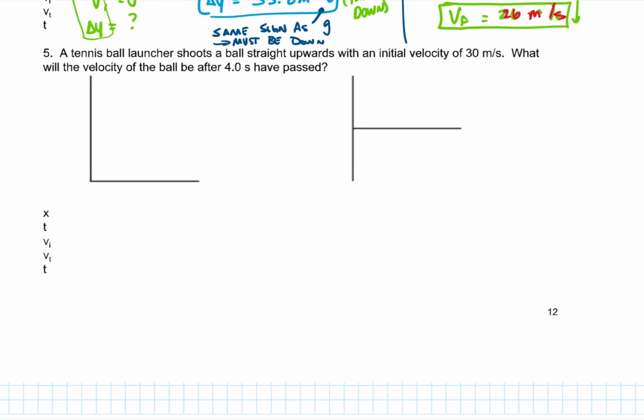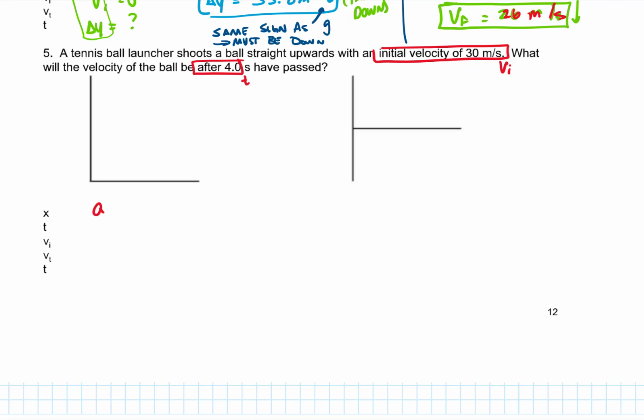Alright, last one here. We have a tennis ball launcher shooting a ball straight up with an initial velocity of 30 meters per second. What will the velocity of the ball be after 4 seconds? So let's go through it. We're going to shoot the ball up with initial velocity of 30. And I don't know what the velocity is going to be after 4 seconds. So that 30 meters per second is my initial velocity. Time is 4 seconds. And we're looking for the final velocity of the ball.